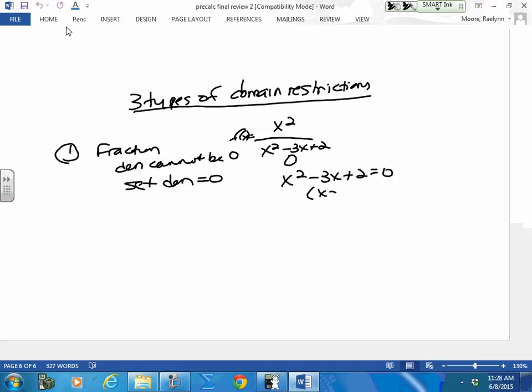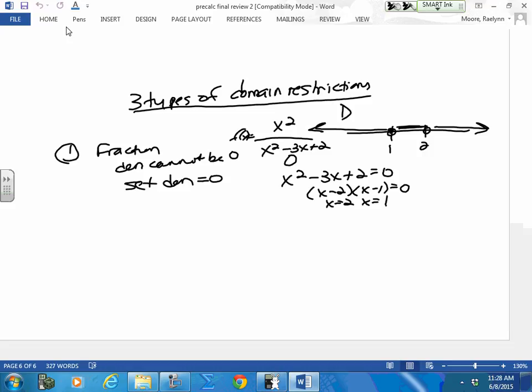I factor, whatever it requires me to do. And I say when x is 2, when x is 1, I have a problem. It will make my denominator be 0. So we take a look at your domain and we remove it out of your domain. These are the 2 values that I cannot use. I can use all of this in between, all of this.